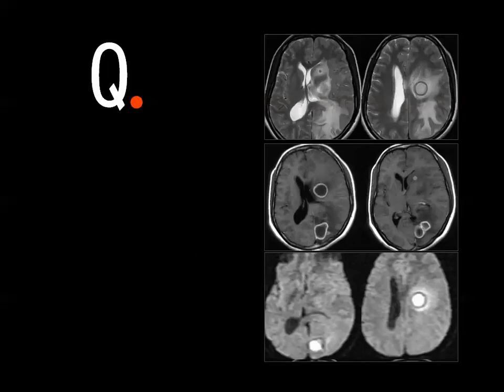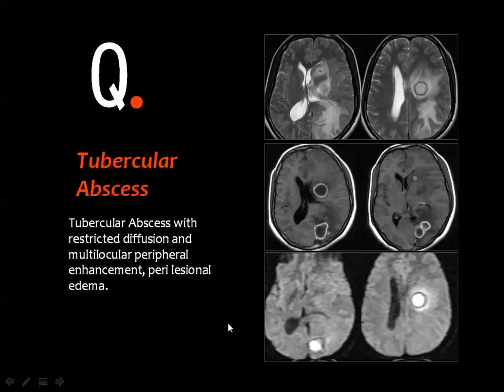Then if I asked you, what do you think about this lesion? And you look to the T2 weighted image, you got bright signal, and the T1 post contrast, you got marginal enhancement. This may be an abscess, maybe a glioma. Look to the diffusion weighted images, and you got restricted diffusion, then you are dealing with abscess.